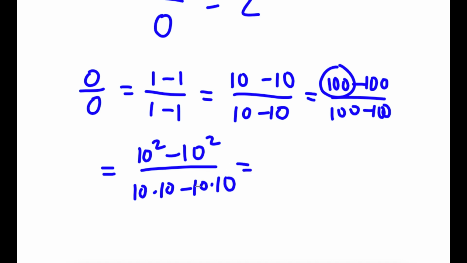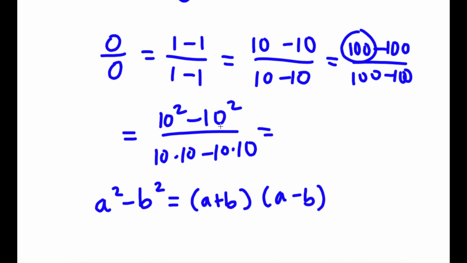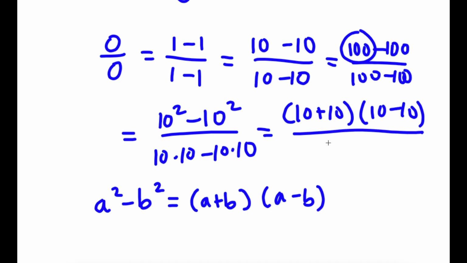And now if I have something in the form a squared minus b squared, this is equal to (a plus b) times (a minus b). So 10 squared minus 10 squared is equal to (10 plus 10) times (10 minus 10). So again, this is completely legal. I'm just using a property of exponents. And for my denominator, I'm actually going to factor out 10. So now I get 10 times (10 minus 10).